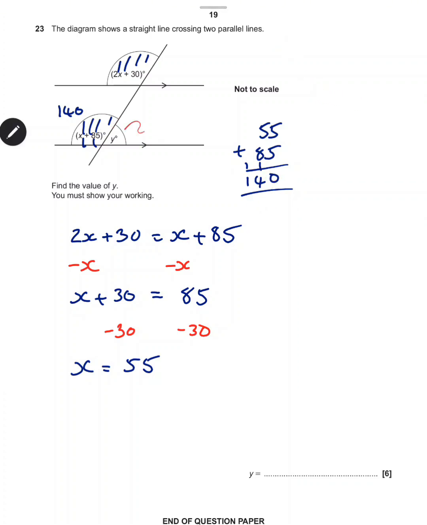If we know that this angle is 140, then we can go on and work out y. These 2 angles sit on a straight line. Y must be 40 degrees. 140 add 40 is 180, and angles on a straight line add up to 180. So y is 40 degrees.